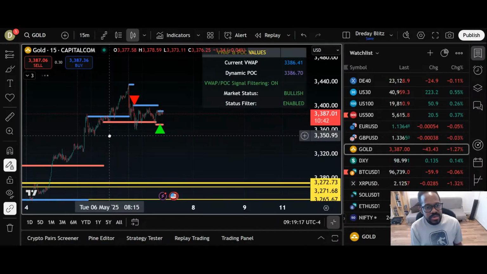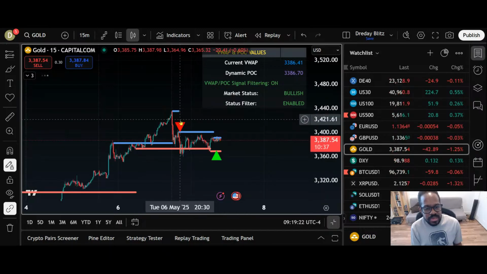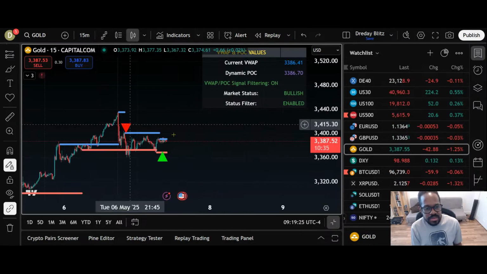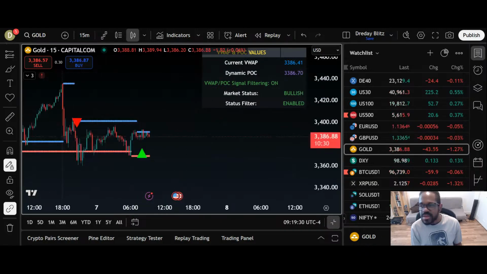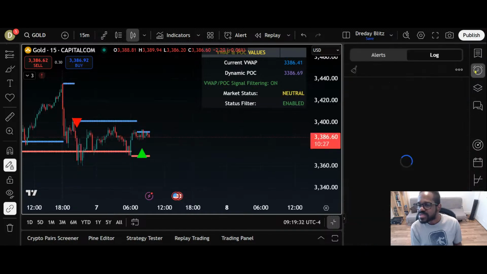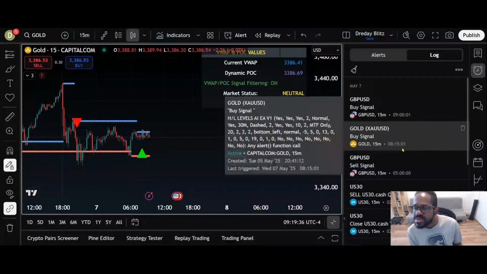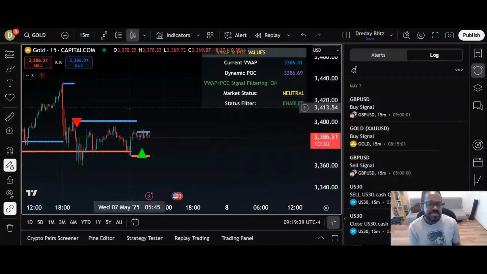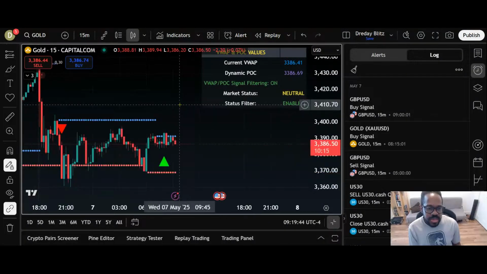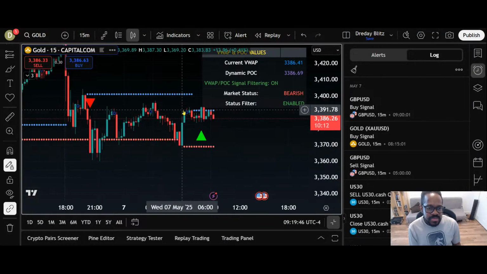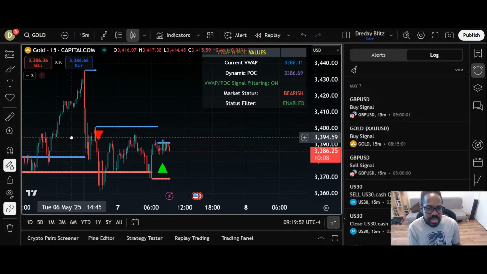Gold, we had a sell here at London, I think. Was that in London? No, it was at the Asian session. Now we just got a buy signal, and that was, let's see here. Boom, boom, boom. So that was at 8:15, so 45 minutes before our live session. Right now it's consolidated here a little bit, so we'll see exactly where it wants to go.